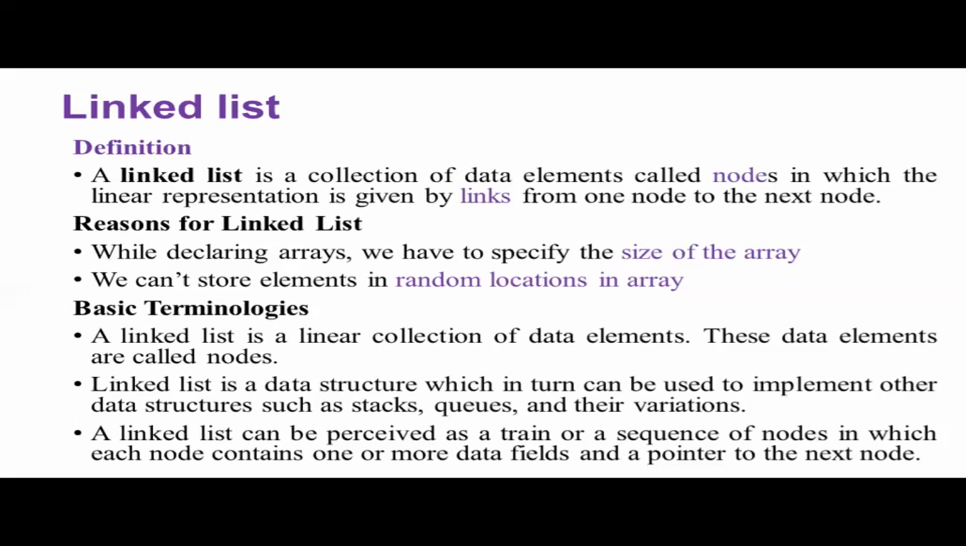First, we see what the basic terms in a linked list are. A linked list is a linear collection of data elements. So this is an example of a linear data structure. These data elements are called nodes. What is the use of a linked list? A linked list can be used to implement other data structures like stack, queues, etc.